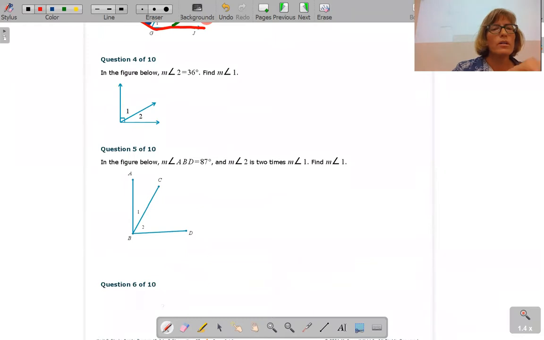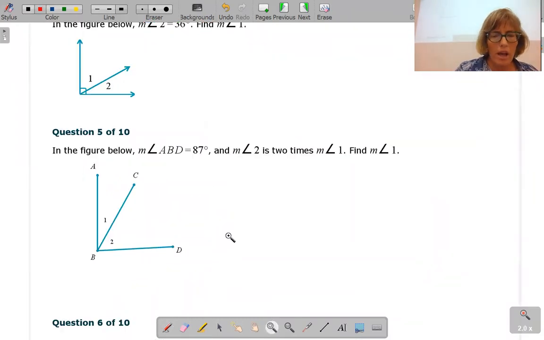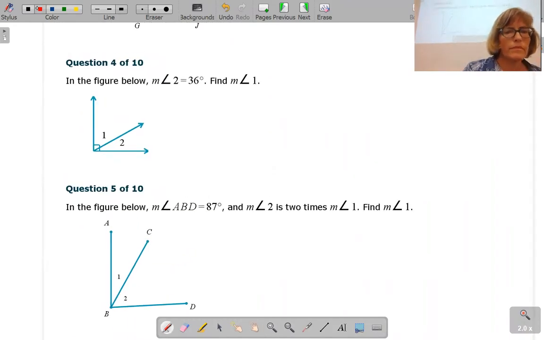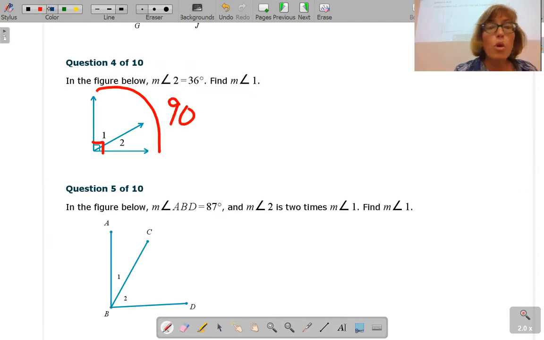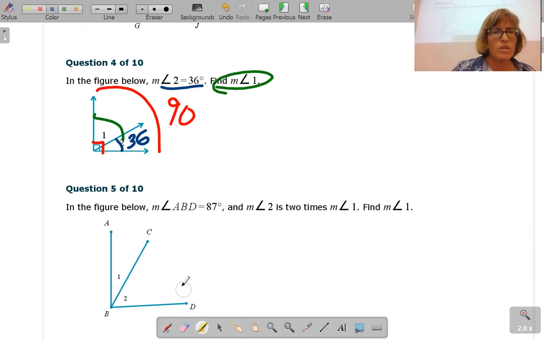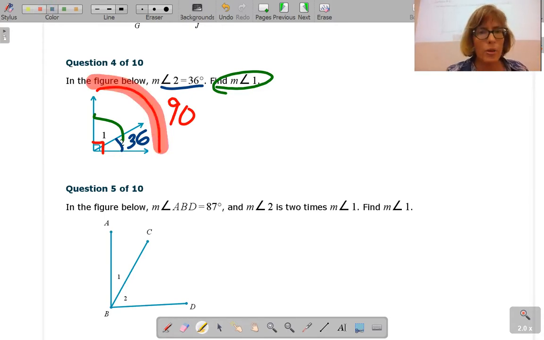Number 4. The key to number 4 is to realize that you have a right angle, which means it's 90 degrees. We're told angle 2 is 36 degrees, trace and sweep, and we're trying to find angle 1. So of course, this is simply going to be 90, take away 36, gets you angle 1.